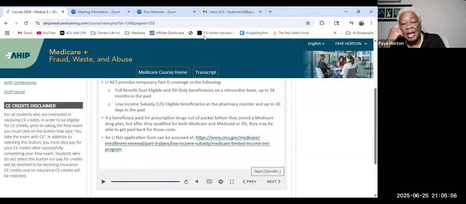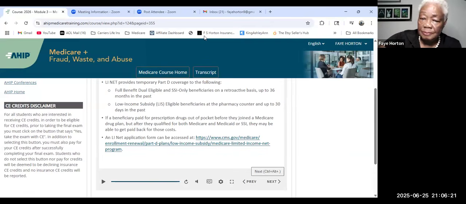All LINET application forms can be accessed at cms.gov/Medicare/enrollment-renewal/Part D plans, low income subsidy, Medicare limited income net program. I would suggest you take a picture of this screen because that's a long web address.